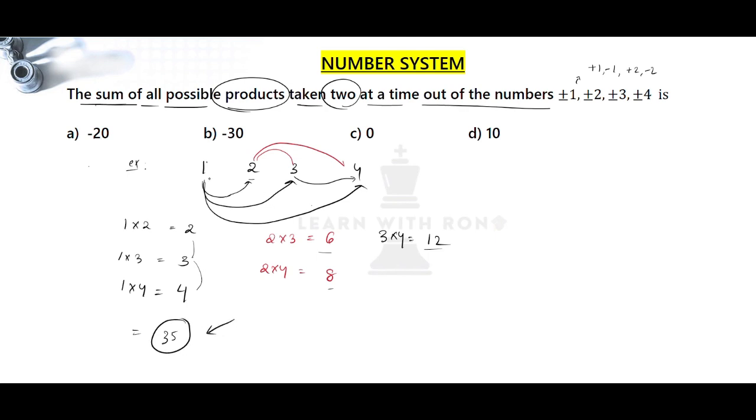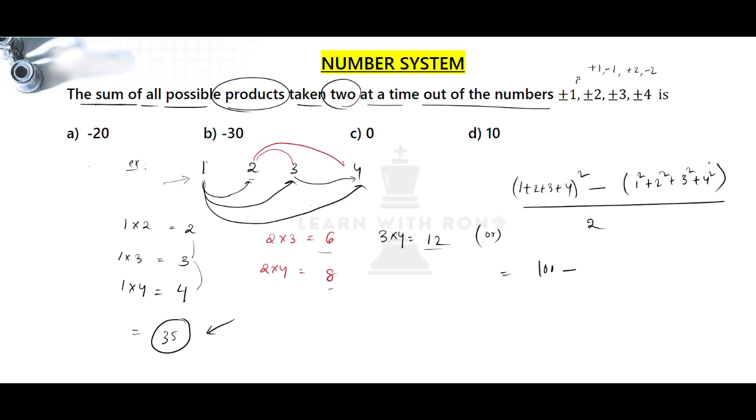These are small numbers, so I just added and found it. But if they give large numbers, we have a formula: add all of 1 plus 2 plus 3 plus 4 and take the whole square, minus the individual squares, 1 square plus 2 square plus 3 square plus 4 square, and then divide by 2. Here 4 plus 3 is 7, plus 2 is 9, plus 1 is 10, 10 square means 100, minus 4 square is 16, 3 square is 9, 2 square is 4, 1 square is 1. 16 plus 9 is 25, 25 plus 5 is 30. So 70 divided by 2 is 35. Same answer, right? Now you tell me the answer for this question.